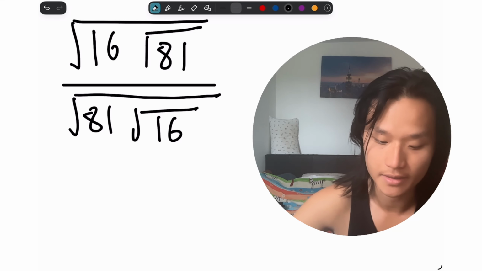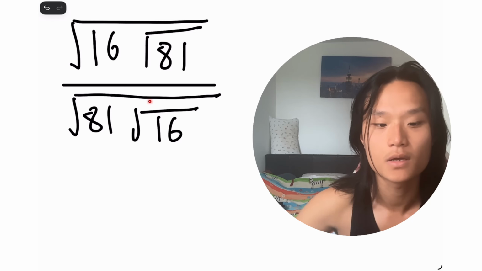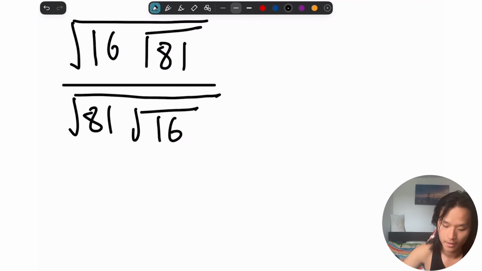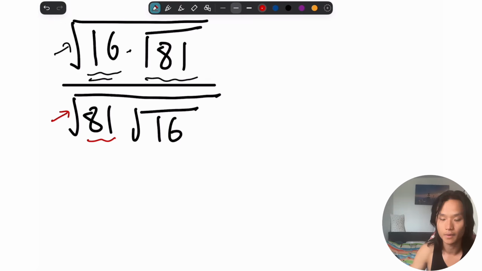Today we will be looking at this algebra challenge where we want to simplify this expression. So let's take a look. We have this fraction, and on the top we have the square root of 16, and then inside the square root we multiply it by the square root of 81. And for the bottom, we have the square root of 81 multiplied by the square root of 16.